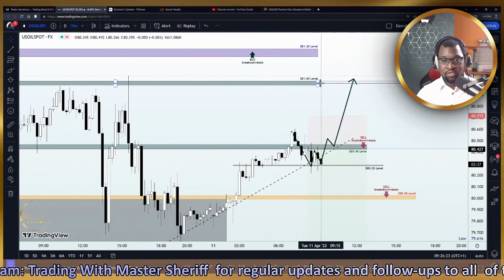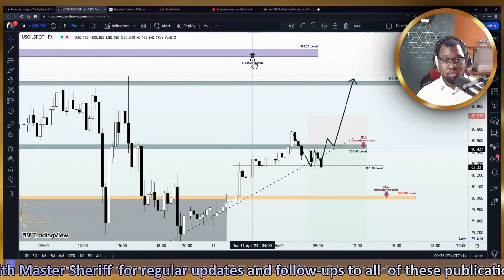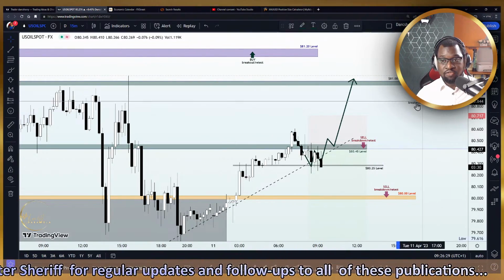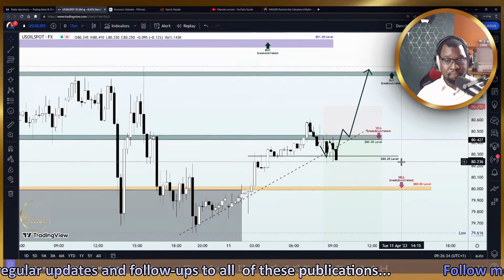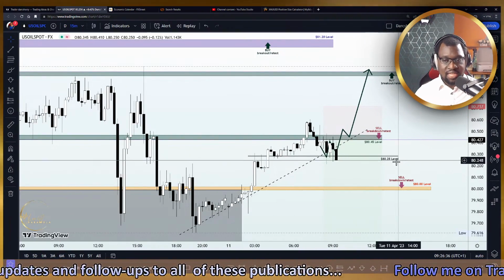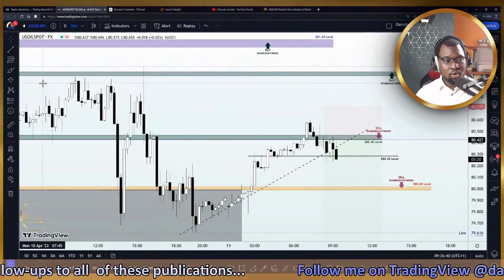Then a further breakout of the $81 level, which happens to be the highest point price action has been for this week, will definitely be welcoming more buy positions in this market. So let's be on standby for these opportunities in this market. So that is that on the US oil.